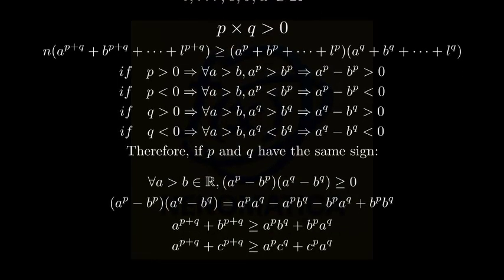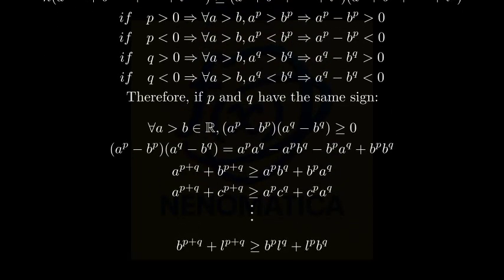A to the power of p plus q plus c to the power of p plus q is greater than or equal to a to the power of p times c to the power of q plus c to the power of p times a to the power of q. Following the same logic, we can continue for all pairs of variables in our set of positive real numbers. Now, we're ready to combine all these inequalities.